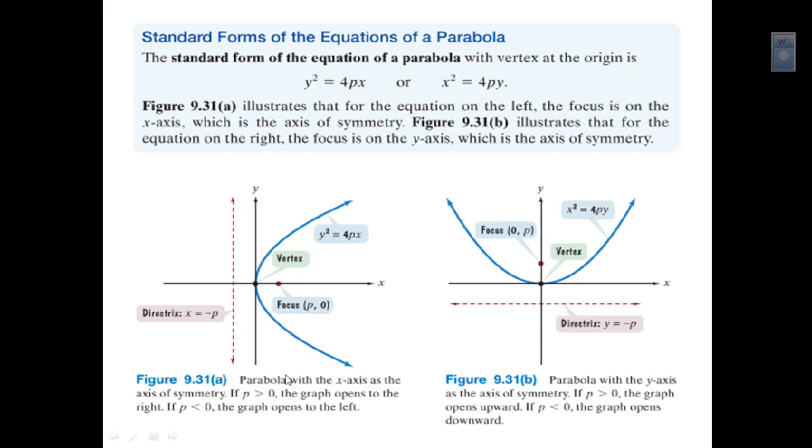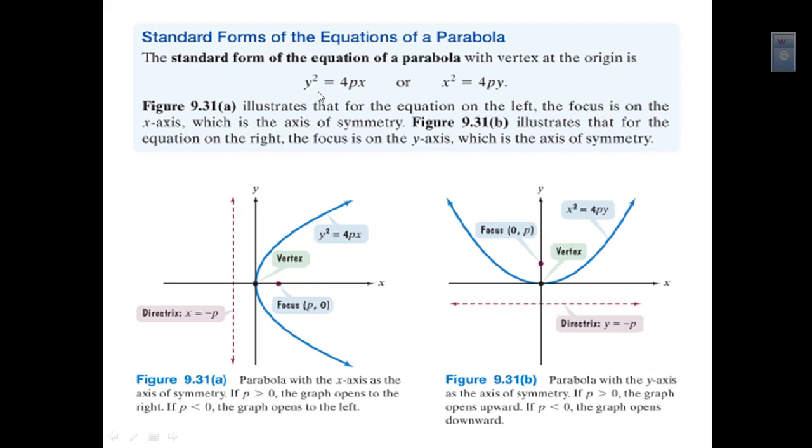Now, with each of these, depending on p, if p is greater than 0, it's going to open in the positive direction. In other words, to the right. If p is less than 0, it's going to open in the negative direction, to the left. Same thing over here. If p is greater than 0, it's going to open in the positive direction, which is up. And if p is less than 0, it's going to open in the negative direction, which is down. It all depends on which way we're talking about.